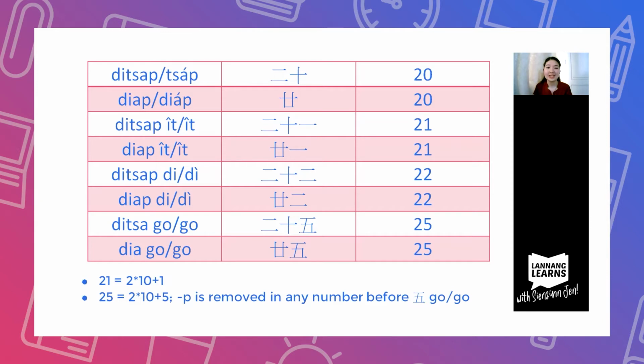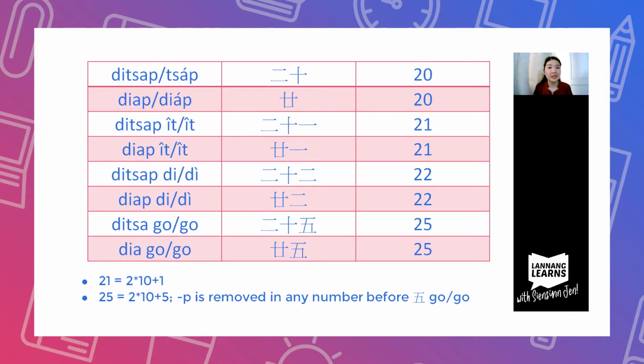So again, for di zap go, the letter P is already removed. So we just say di zago instead of di zap go. So let's look at the following examples. For di zap, that's 20. So we say di zap. Another way to say it is diap, but this is only used when it's followed by another number.